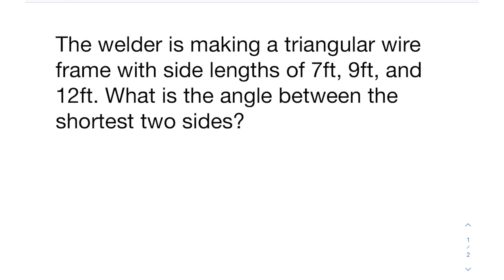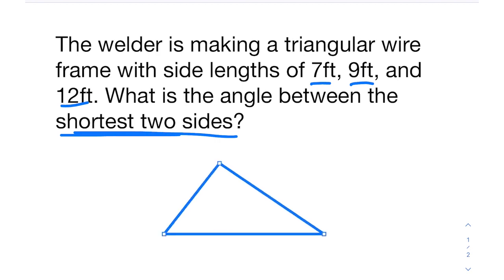It says the welder is making a triangular wire frame with side lengths of 7 feet, 9 feet, and 12 feet. What is the angle between the shortest two sides? Okay. So first, let's try to draw out a triangle, and they don't give any identifiers here as far as how to draw this triangle. They don't tell us that the shortest side is horizontal or on bottom or anything like that. So we can just draw a triangle. It doesn't have to be perfect, and we can start labeling some sides. So we'll go 7, 9, 12.